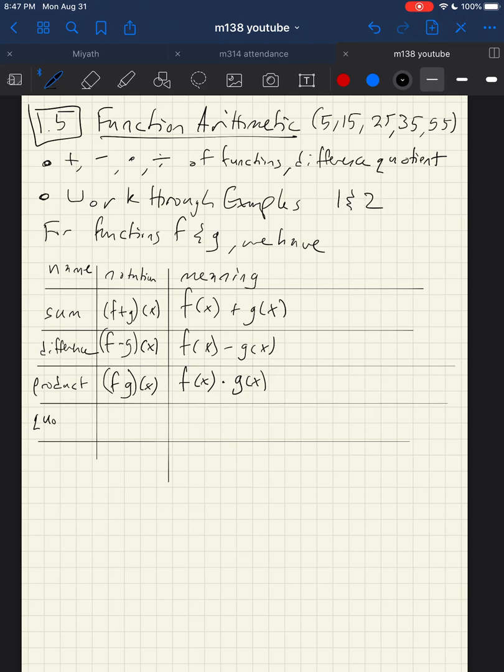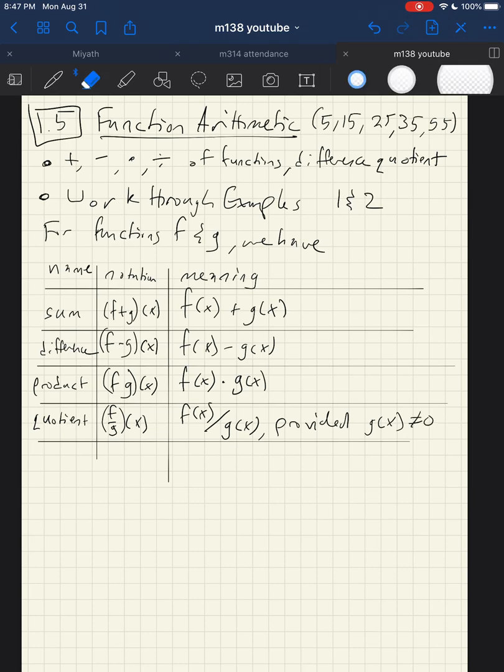Finally, we have quotient, not to be confused with difference quotient, and this is f over g of x, and this is f of x divided by g of x, provided g of x does not equal 0 at that point. So this is, I think, pretty straightforward. Most of this, I think you can pick up on pretty quickly. But let's do some examples.